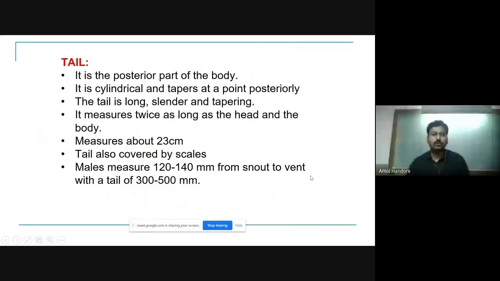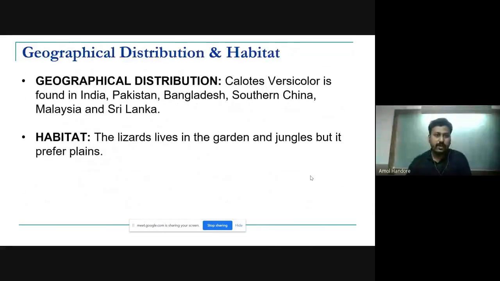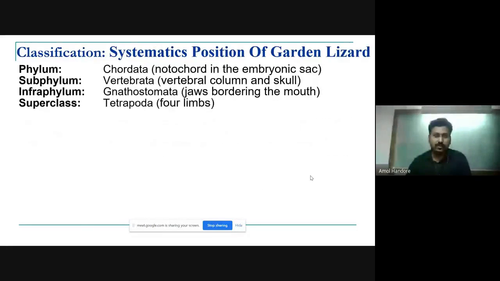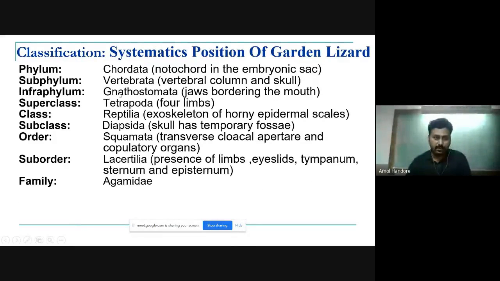Okay, so this is all about the external morphology of the Calotes versicolor. I'll quickly summarize today's lecture. So we have understood the classification of the garden lizard, and the reasons for each level of organization. They have the notochord, but this is present only in the embryonic stage. Later on, the notochord is replaced in the adult by the vertebral column. So that's why we are classifying them into vertebrates. And then we understood the reason for each character and why we have classified them systematically.